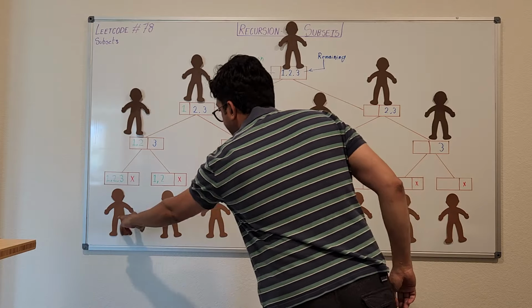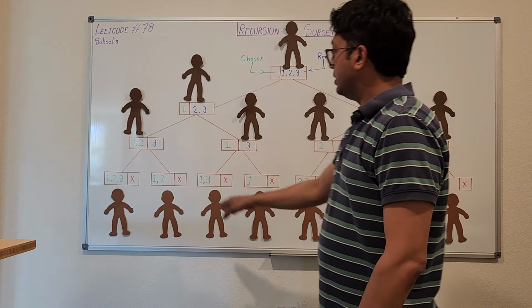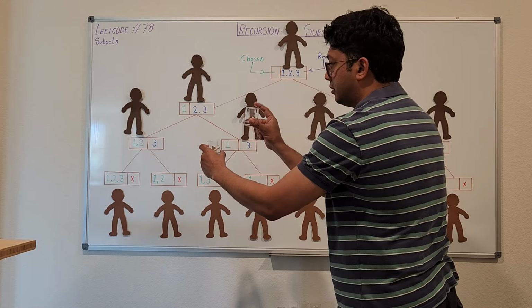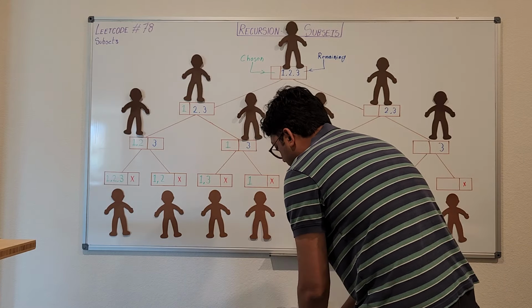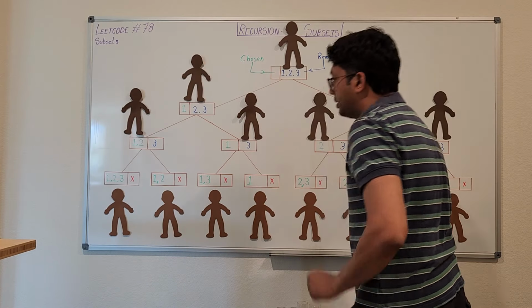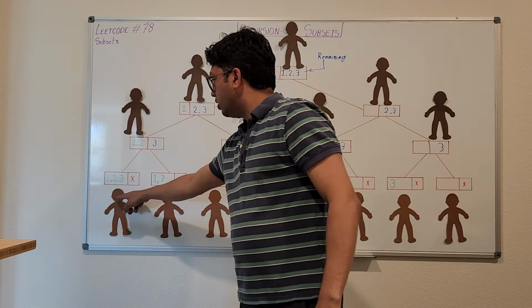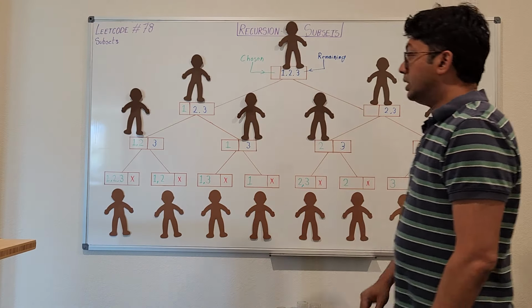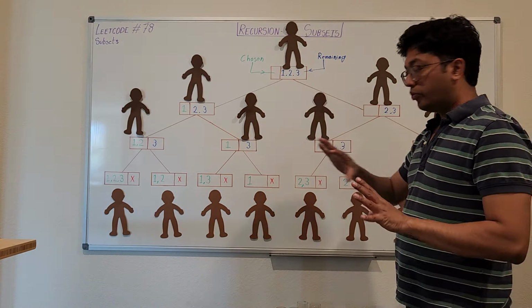So when these guys get the cups, they realize that they have nothing else to choose from. This is empty, right? So the remaining is empty. This is the remaining, it's empty. Same for this guy. His remaining is empty. So that is where we've reached the base case. So this guy will say 1, 2, 3 is one of the results. This guy will say 1, 2 is one of the results. So now this will work, okay?